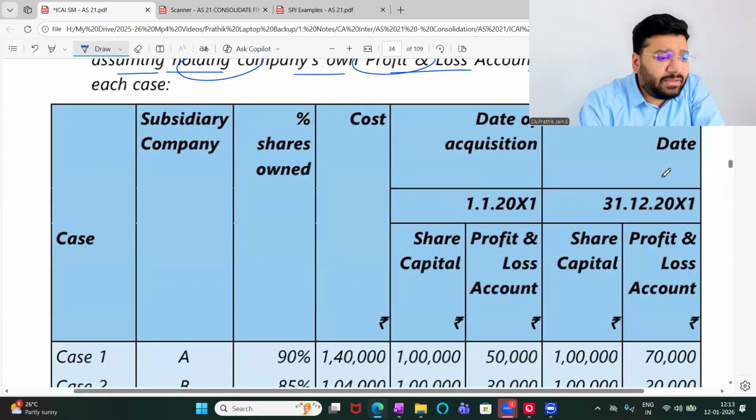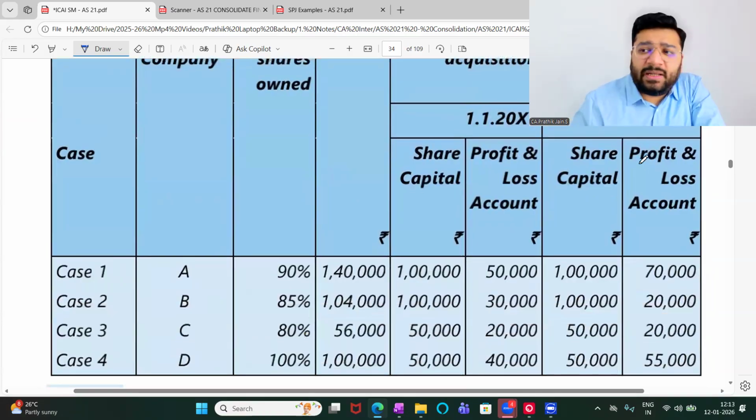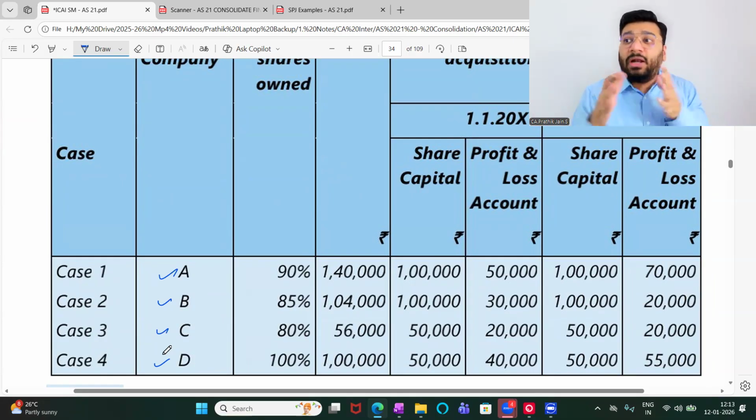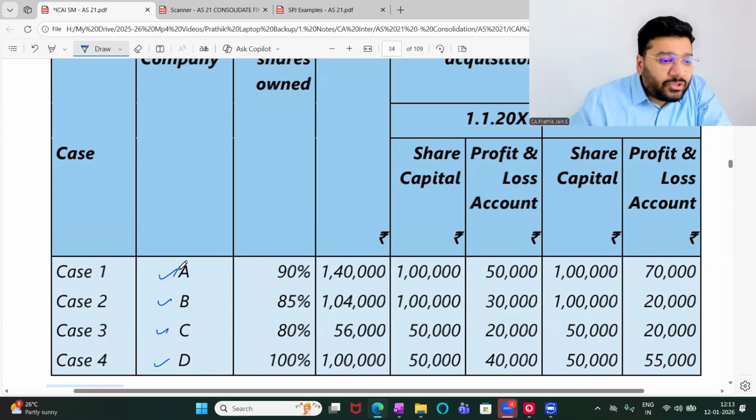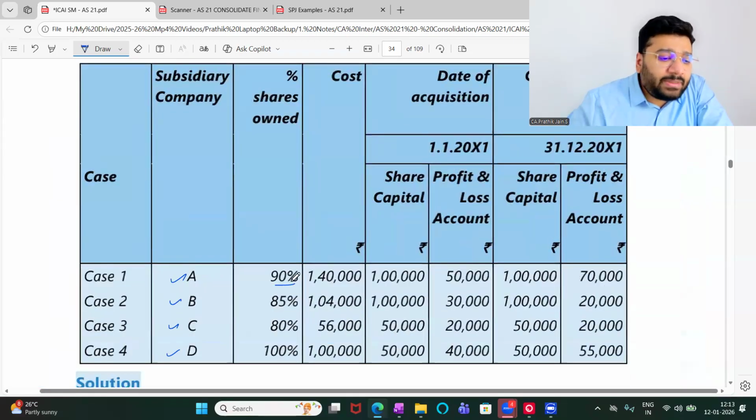Let's have a look at what they've given. This particular holding company has 4 subsidiary companies A, B, C, D. All the 4 cases are independent, they are not together, all are different cases. In company A, the holding company has 90% stake in the subsidiary. The remaining 10% is held by others, which is minority interest. To acquire that 90% stake, 1,40,000 is the money you have spent from your pocket.